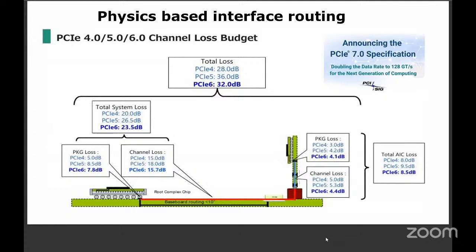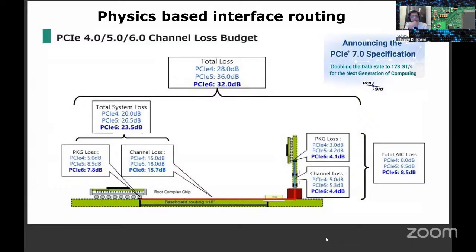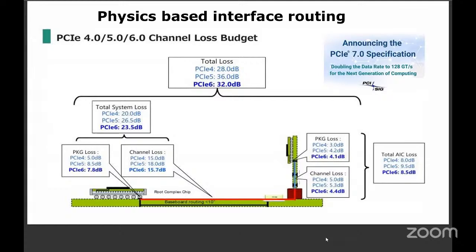And then again, package loss, it was 5 dB in Gen 4, in Gen 5, 8.5 dB, in Gen 6, 7.5 dB. So as the chips became faster and faster, they're using more energy to operate and to drive the signals across the traces. So even your losses are increasing. So what was a 5 dB loss? Now it is almost another 50% more.